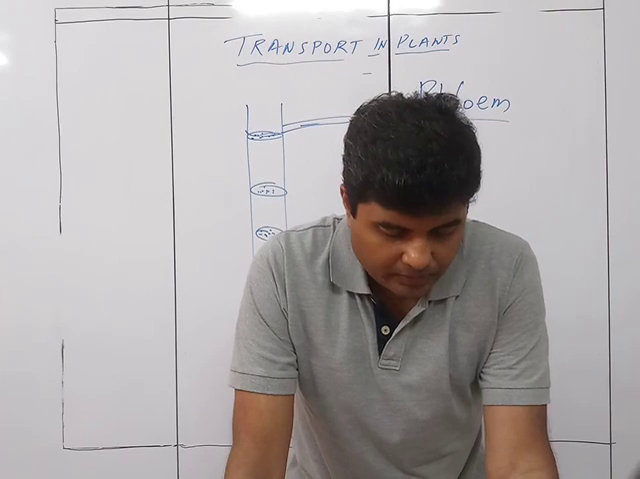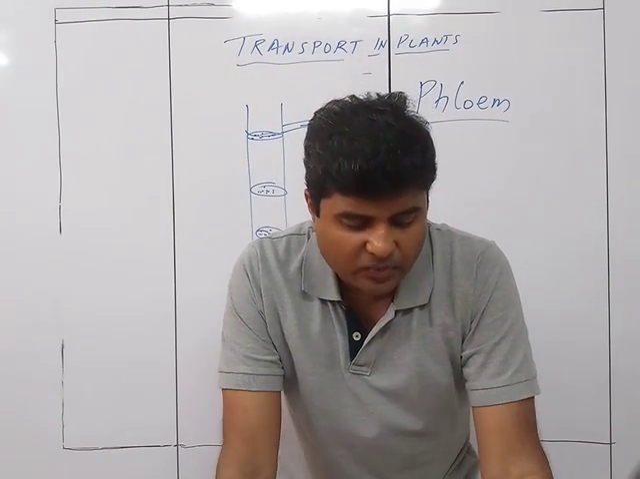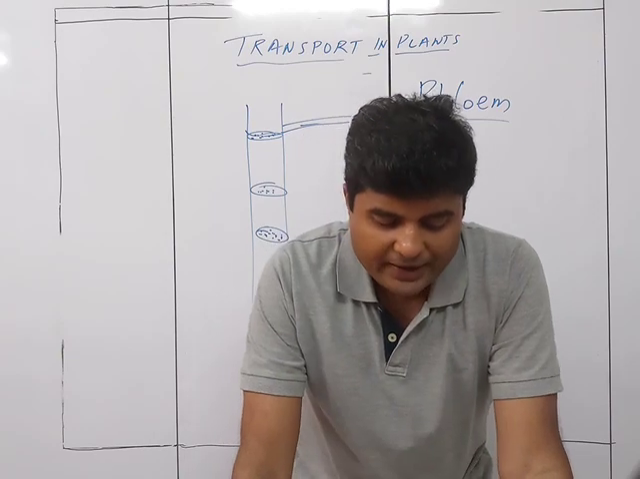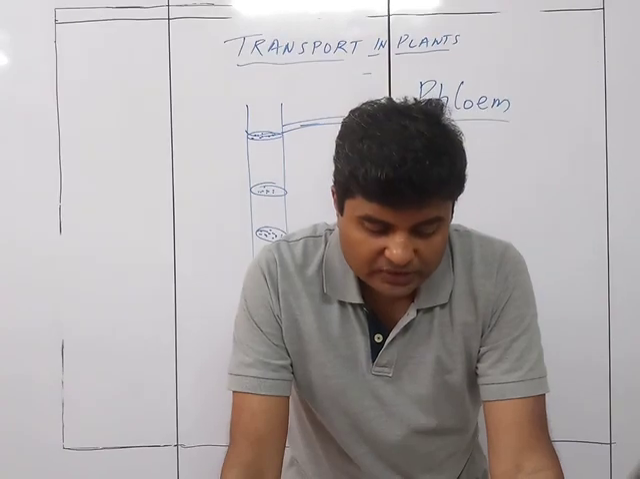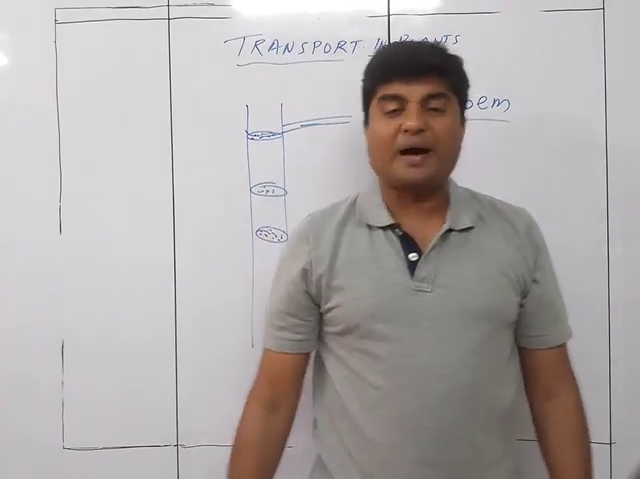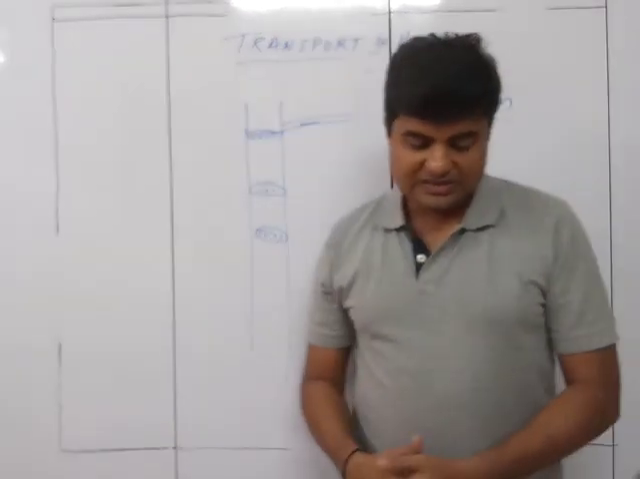Phloem: so sieve tubes are cylindrical cells arranged in vertical rows, joined end to end. The end walls are perforated by pores and are called sieve plates. Through these sieve plates, food material passes from cell to cell. So it is going to pass from cell to cell through these sieve tubes.